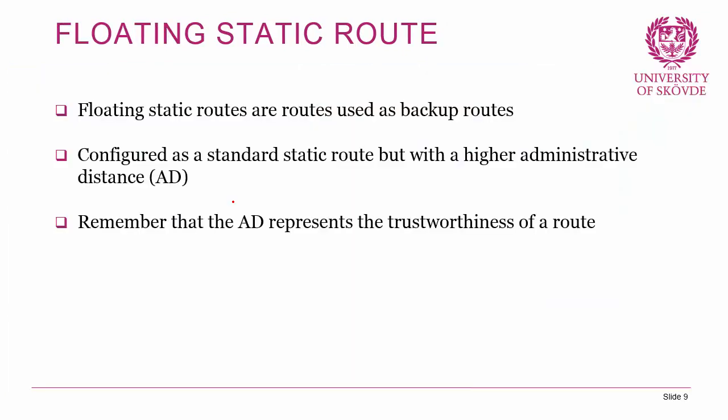So finally, we have the floating static route, and the floating static route is a route that is used as a backup route, and it's configured exactly as a standard route, but with a higher administrative distance, the AD. And remember that the AD represents the trustworthiness of a route. So if we have a primary path with an administrative distance of, let's say, 90, then we can do a backup path. If we just statically configure the administrative distance to be 100, then that's not going to be used unless the first one fails, because it's not seen as trustworthy, and that way we can get a backup route, and that is what is called a floating static route. So how do we configure those routes?